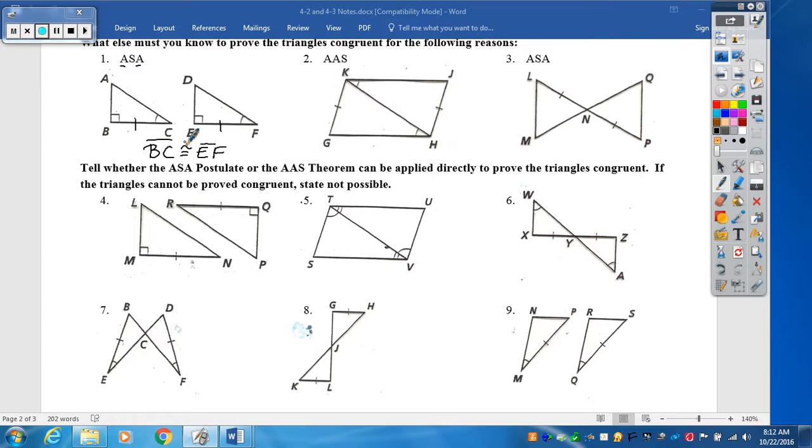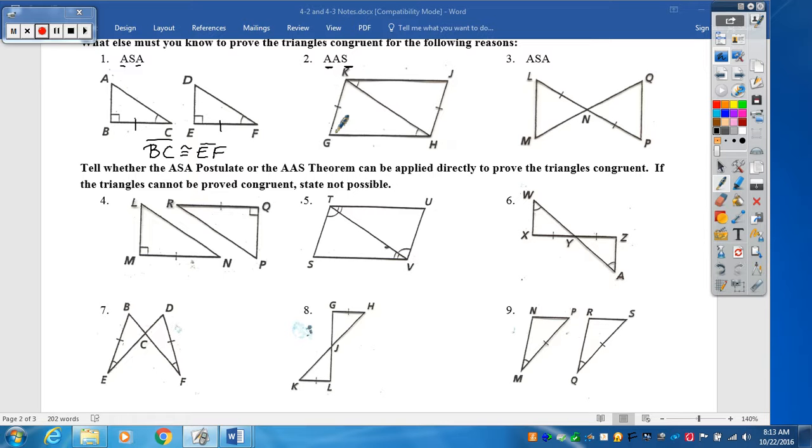All right, now the next one is angle, angle, side. Okay, so we've got a pair of angles congruent. Okay, we've got a pair of sides congruent. So if I mark this out, I've got this and I've got that. What other angles would I have to mark congruent in order to have angle, angle, side?